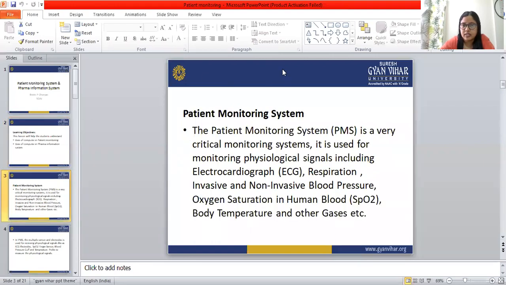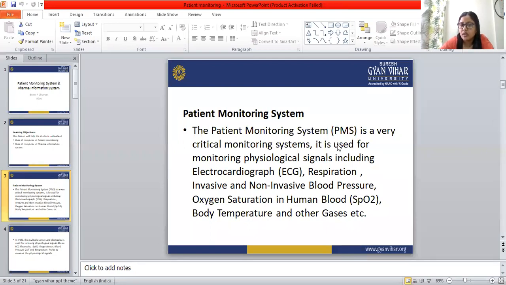So the first one is patient monitoring system. The patient monitoring system, also known as PMS. The full form of PMS is patient monitoring system. Patient monitoring system is a very critical monitoring system. It is used for monitoring physiological signals.